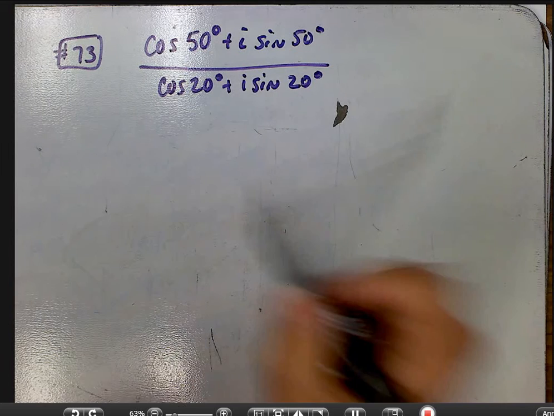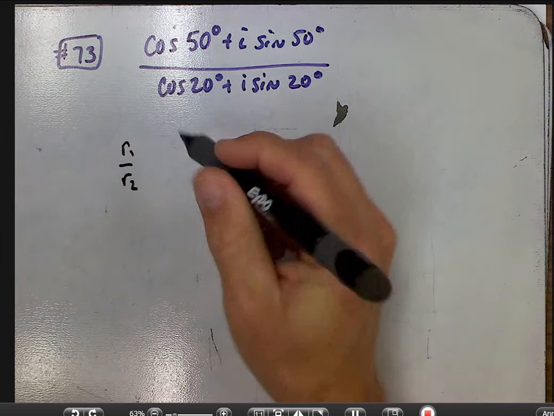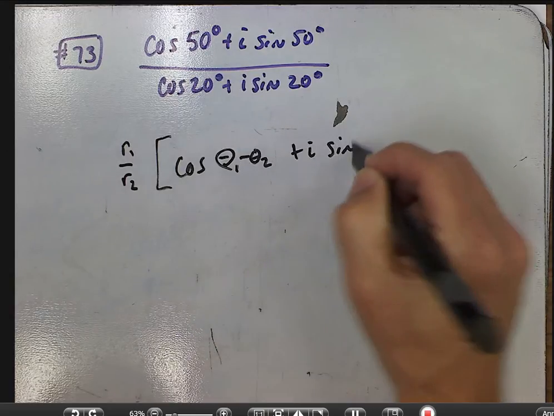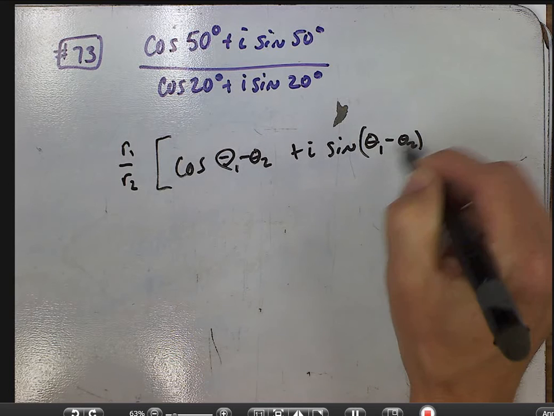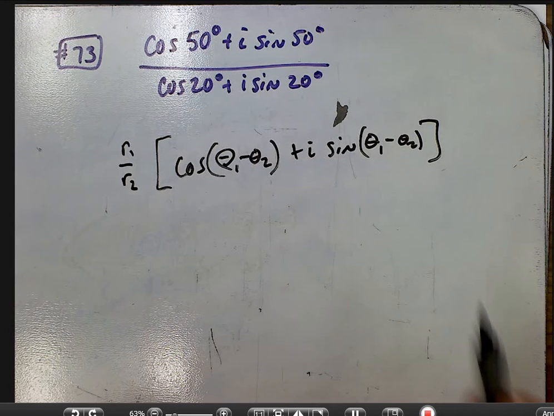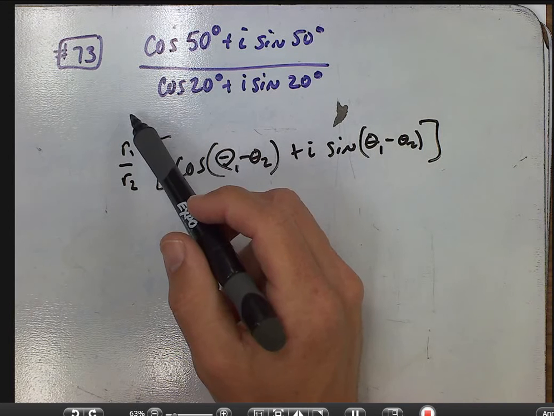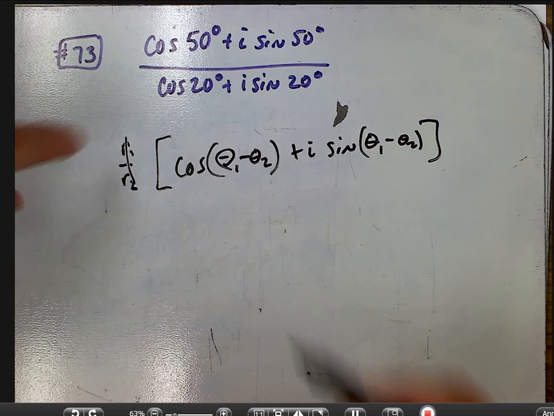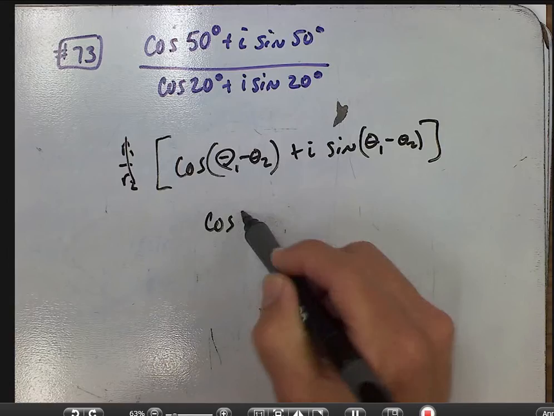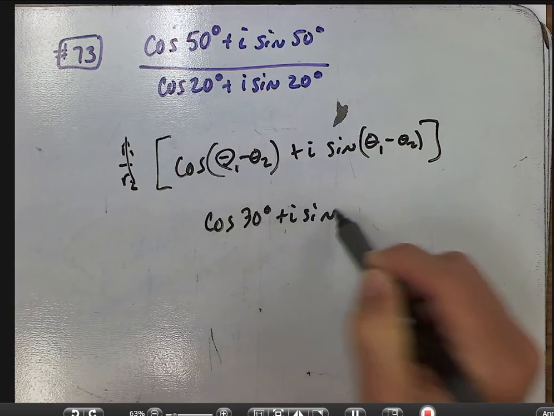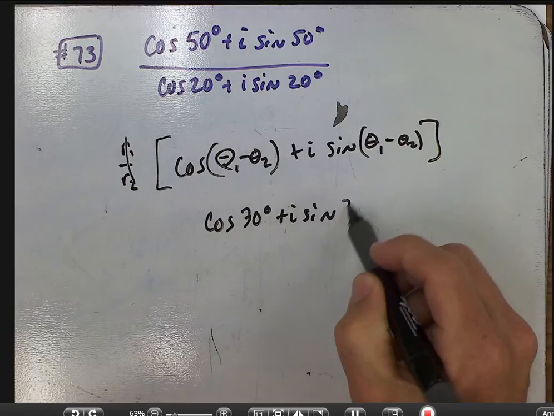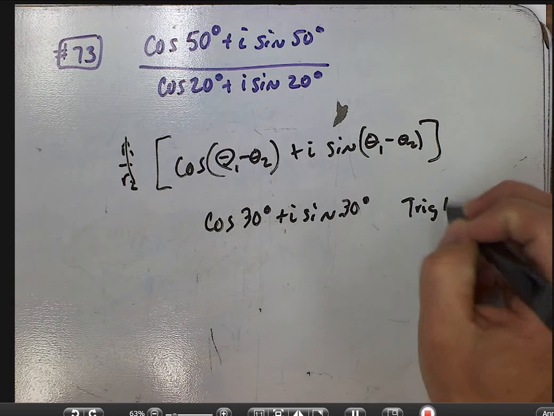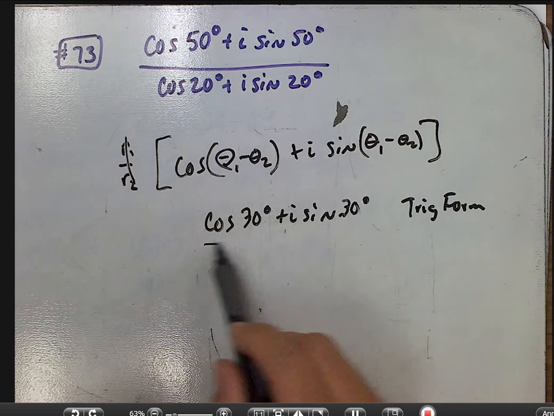Well, we should have done r1 over r2 times cosine theta 1 minus theta 2 plus I times the sine of theta 1 minus theta 2. And so if I do, notice there is no numbers in front at all, so there is no r1 over r2, that would just be 1. And so now it's going to be theta 1 minus theta 2, or the cosine of 30 degrees, plus I times the sine of 50 minus 20, also 30 degrees. And I believe that the book asks for trig form. And since the book asks for trig form, you leave your answer just like that.